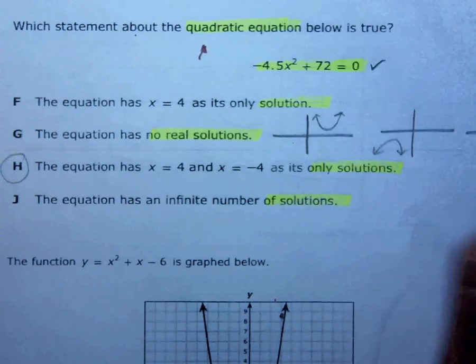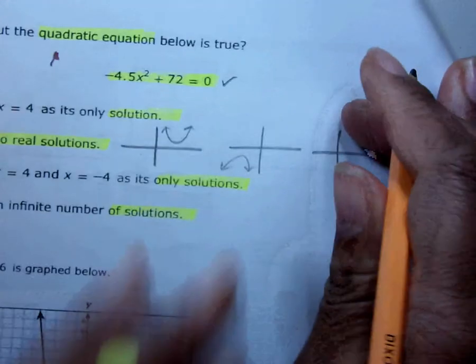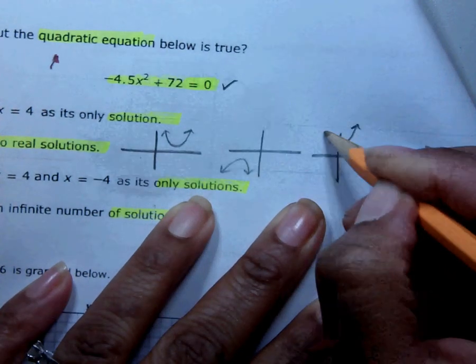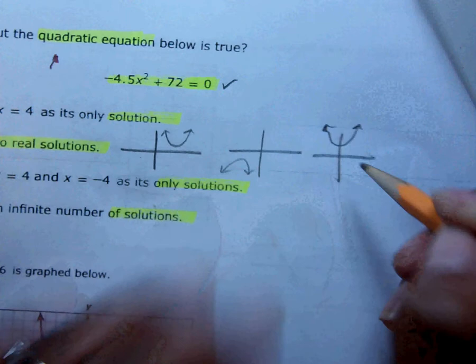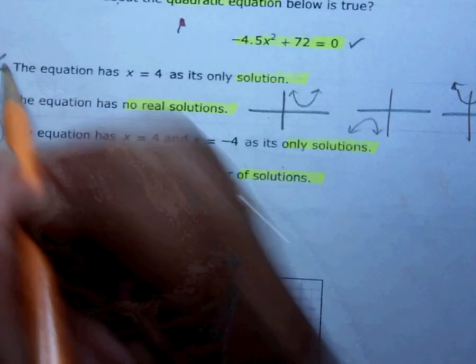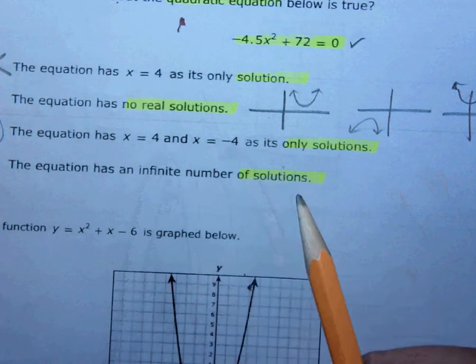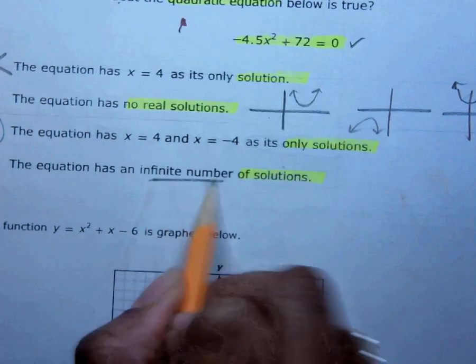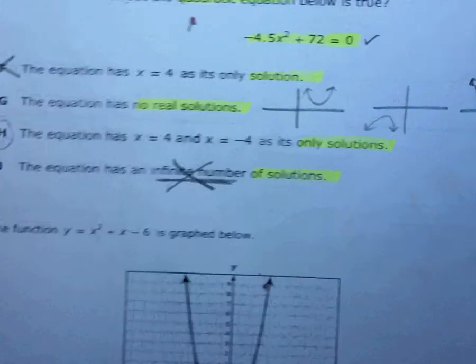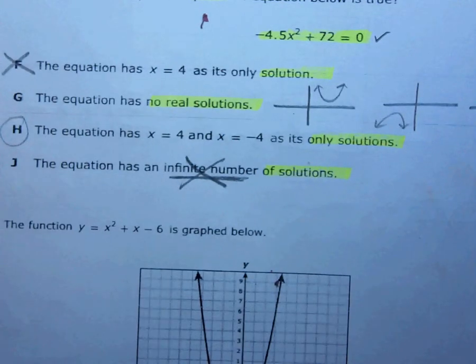There are a couple of ways you can look at no real solutions. It could be like this. It could be at the bottom. And you know this one is obviously wrong because it just gave us two answers. And infinite solutions, that's talking about systems. So that's not even an answer choice, an option.